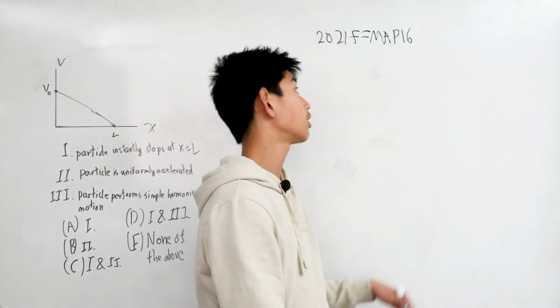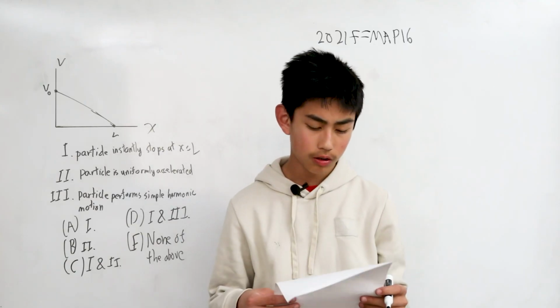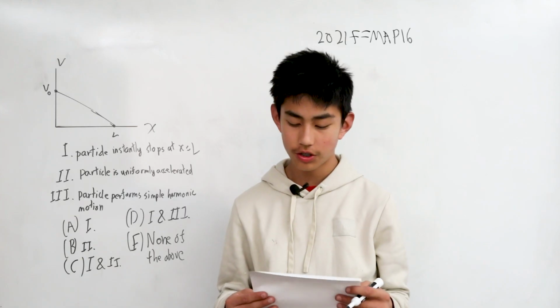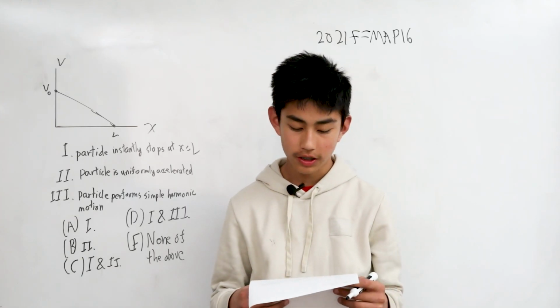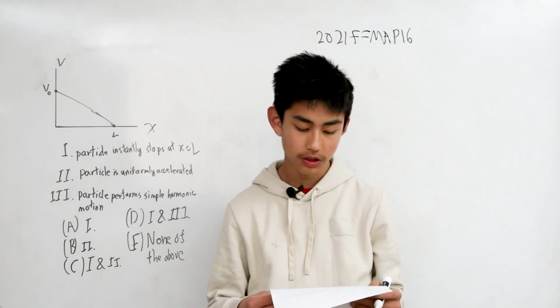We're solving problem 16 from the 2021 F equals ma. A particle begins at the point x equals 0 and moves along the x-axis with initial rightward velocity v0. Later, the particle reaches the point x equals L. The velocity is a function of position during the time interval shown below.